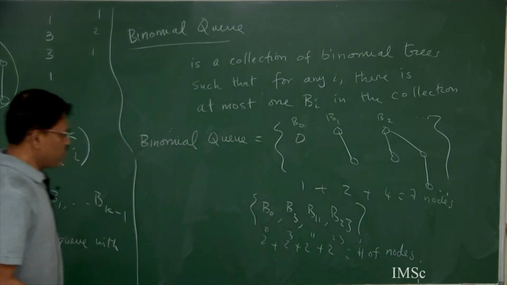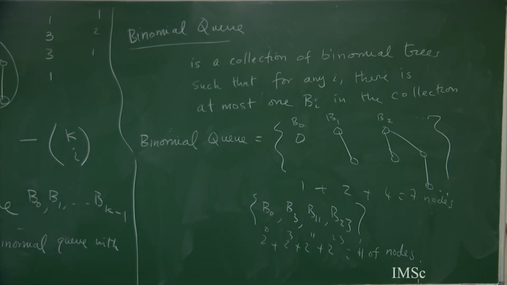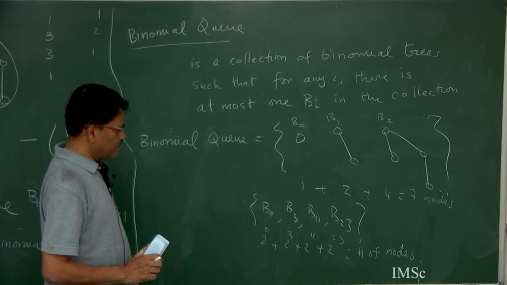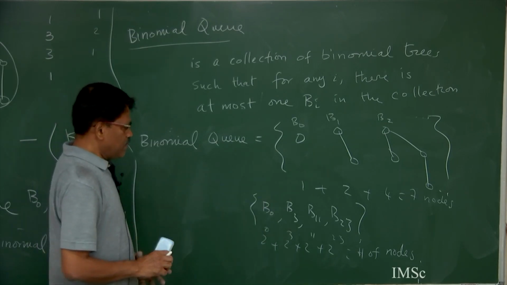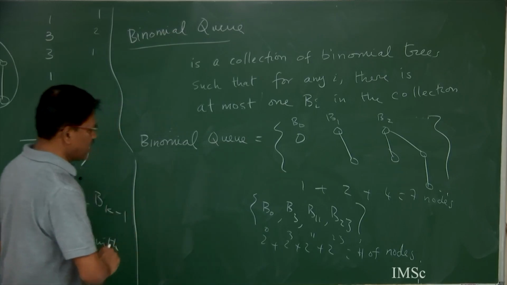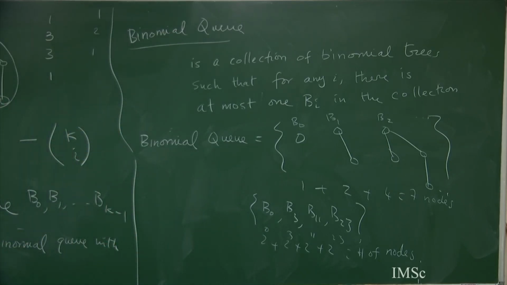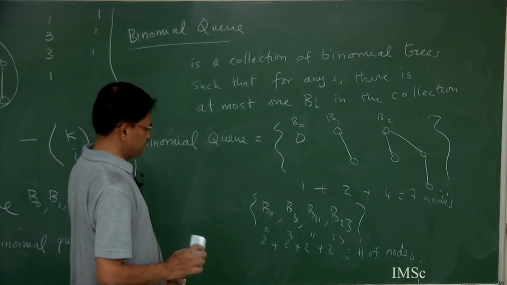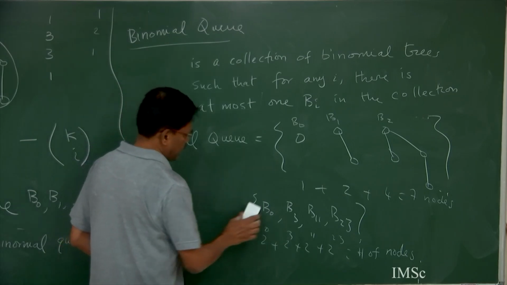Now, all I am saying is, if I want a binomial queue with some n nodes, write n in binary, and wherever the ith position has a 1, just pick a Bi. Then you know that the sum of these powers of 2 is exactly n, and since n can be written uniquely in binary, you will have this unique set of binomial trees where the total number of nodes is your desired n. Okay.